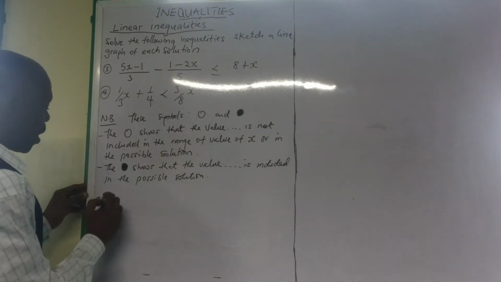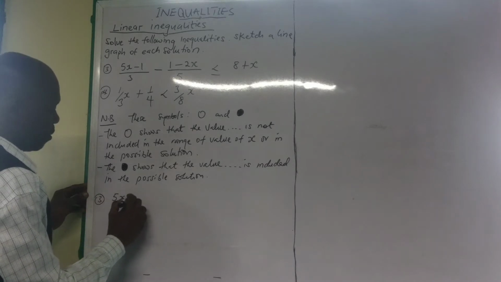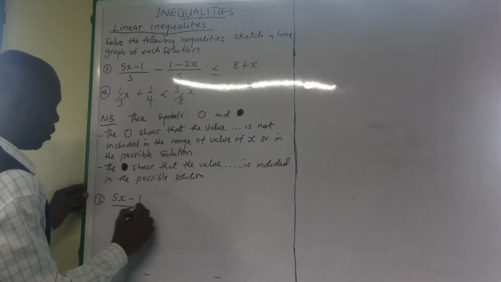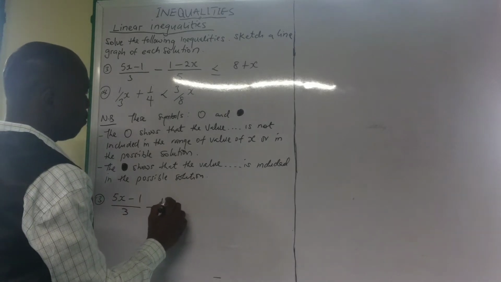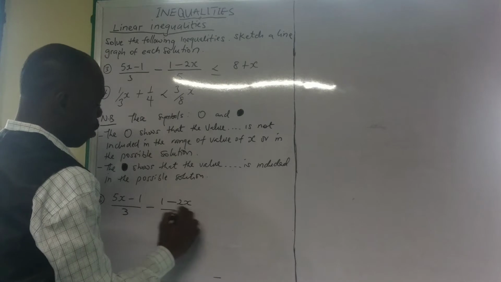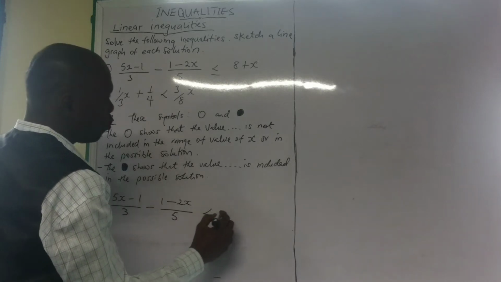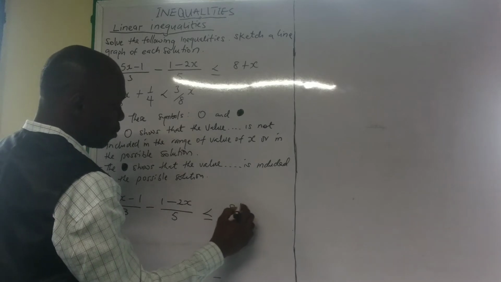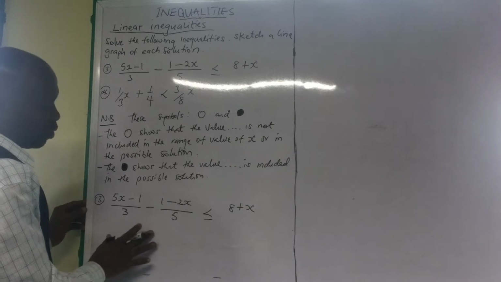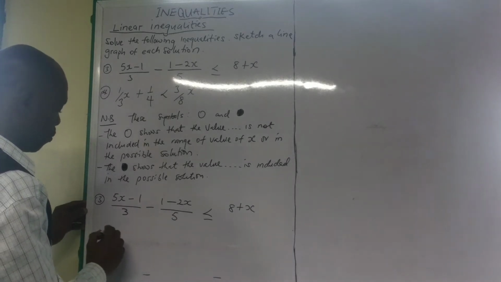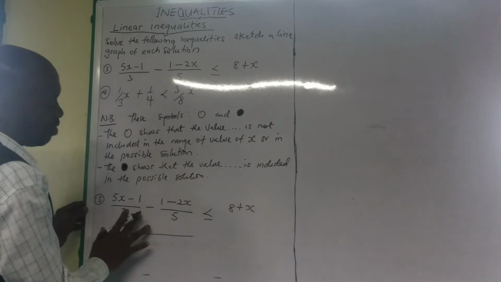Question 3 here says: 5x minus 1 all over 3, minus 1 minus 2x all over 5, less than or equal to 8 plus x. So with this one now, let's find the LCM here. So we'll look for the LCM. We leave this part for now, but let's finish this part first.